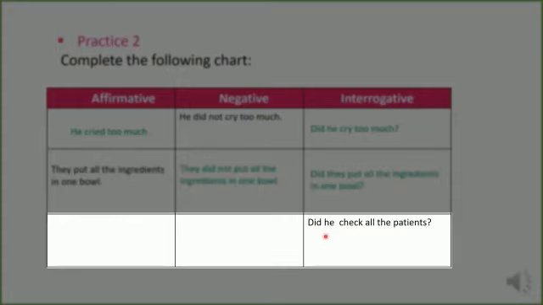Here, interrogative sentence, we have, did he check all the patients? Let us change it into the affirmative. We have to say, he checked the patients. He checked. Why? Because here we have did. It means the verb should be in the past. He checked present, checked past. So he checked the patients. In the negative, he did not check. He did not check all the patients.